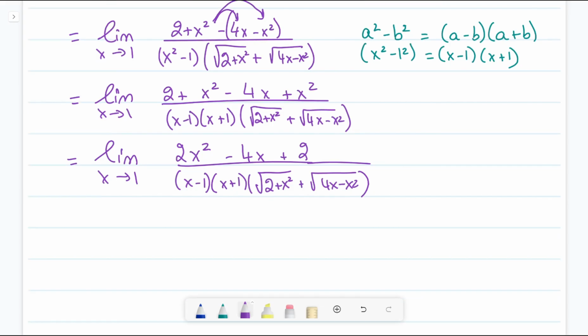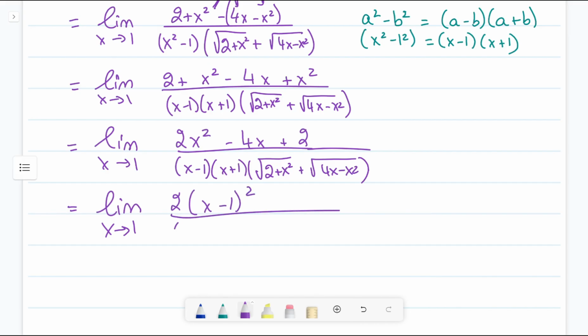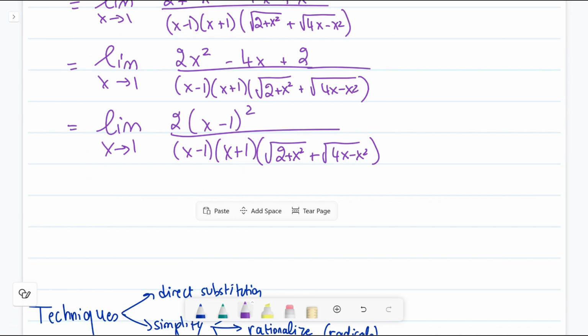So what we can do after that is that we can factor the numerator. This is a quadratic. So this factors to 2 times (x minus 1) all squared divided by (x minus 1) times (x plus 1) times the square root of 2 plus x squared plus the square root of 4x minus x squared. And again, if you're having trouble with factoring, look at our previous videos.